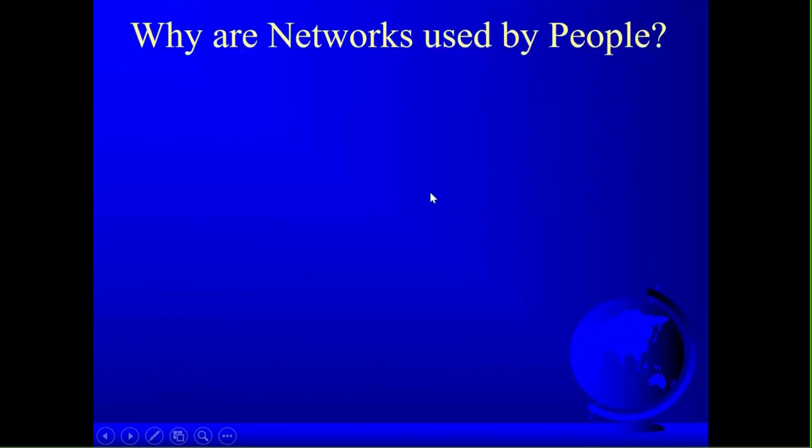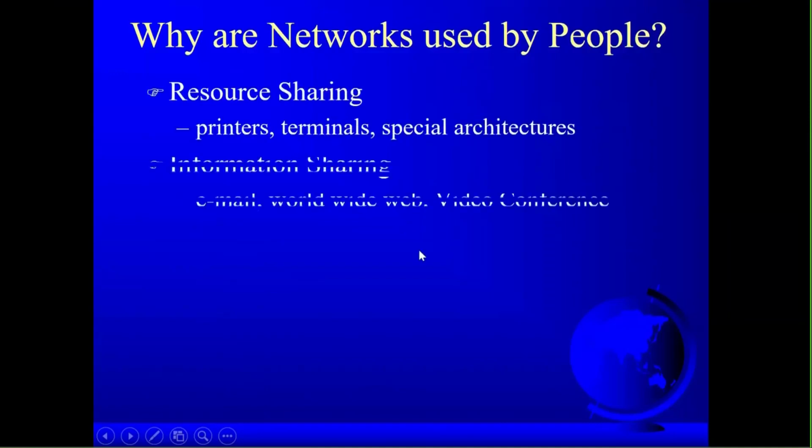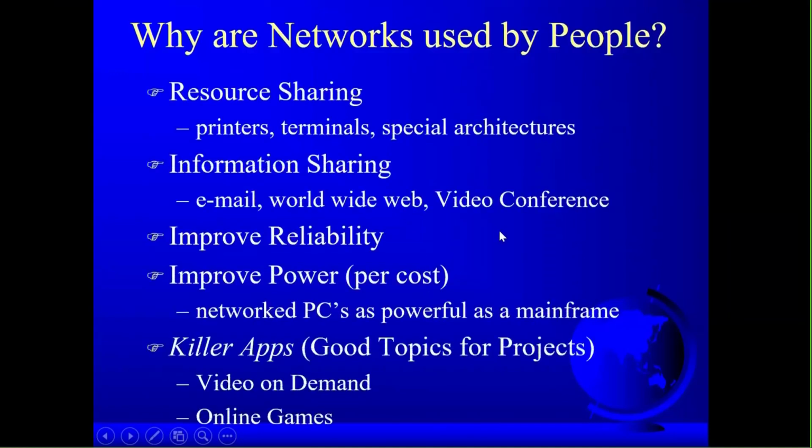So again, let's very quickly summarize. Why are networks used by people? Of course, networking is very important. You can share resources, like printers, terminals, some architecture. You can share information like the internet, video conferencing, and so on. It improves reliability. Who could tell me how does networking improve reliability? Bonus point.